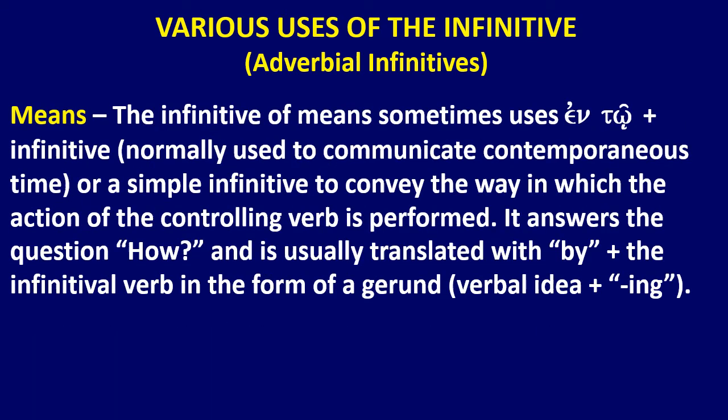The subject accusative. Now our last type of adverbial infinitive is the infinitive of means. And this sometimes will use the prepositional phrase en to plus the infinitive, en and to. This is normally used to communicate contemporaneous time, or even a simple infinitive to convey the way in which the action of the controlling verb is performed. It answers the question of how. It is usually translated with the word by plus the infinitival form or verb in the form of a gerund, a verbal idea plus the ing ending.